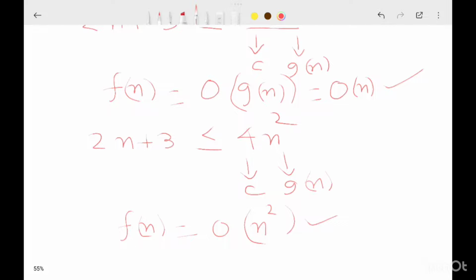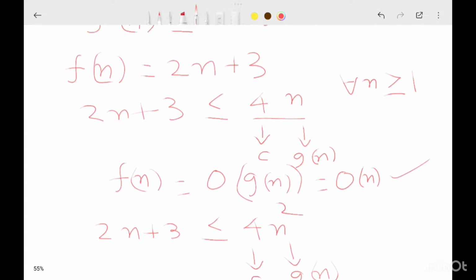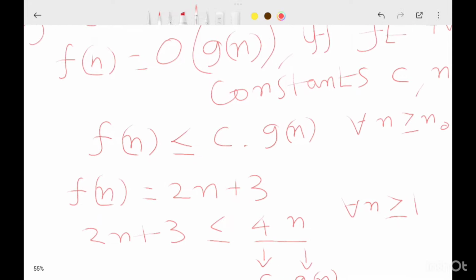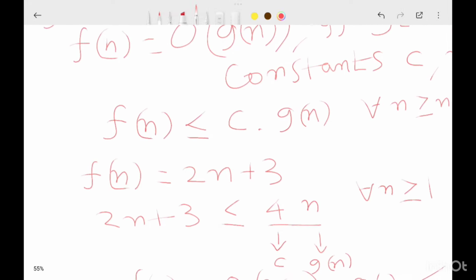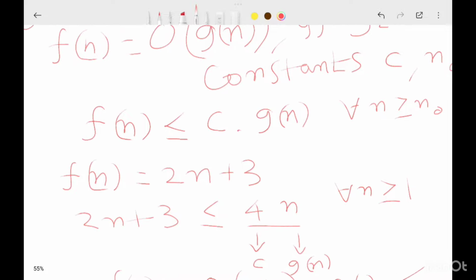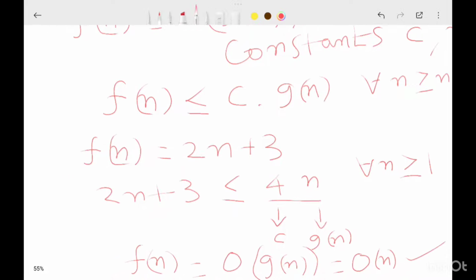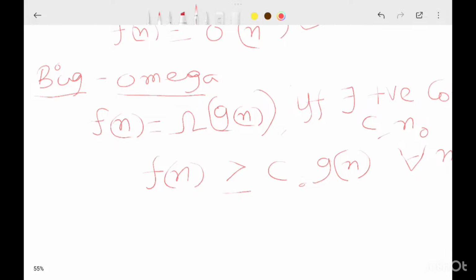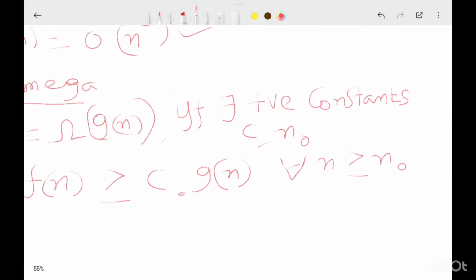Okay, so this is the big O notation. A function can be represented as big O of g of n if and only if there exist constants c and n0 where f of n is less than or equal to c times g of n for all n greater than or equal to n0. So big O notation represents the upper bound of the time complexity of an algorithm. Next we will see the big omega notation. A function f of n can be represented as big omega of g of n if and only if there exist positive constants c and n0.